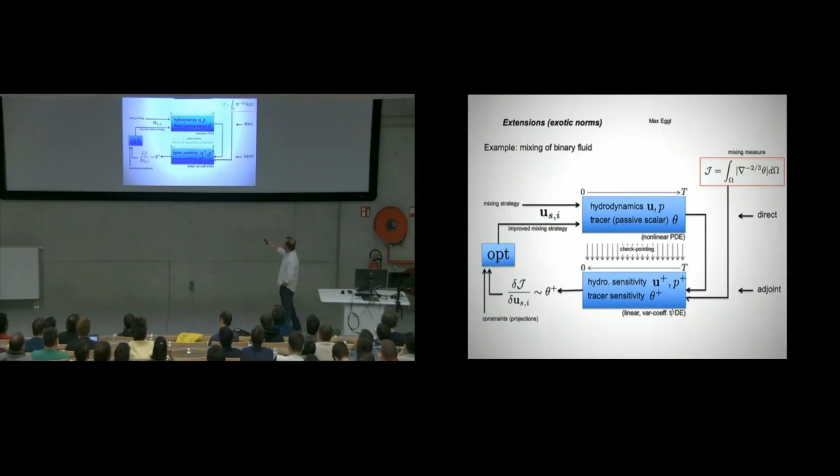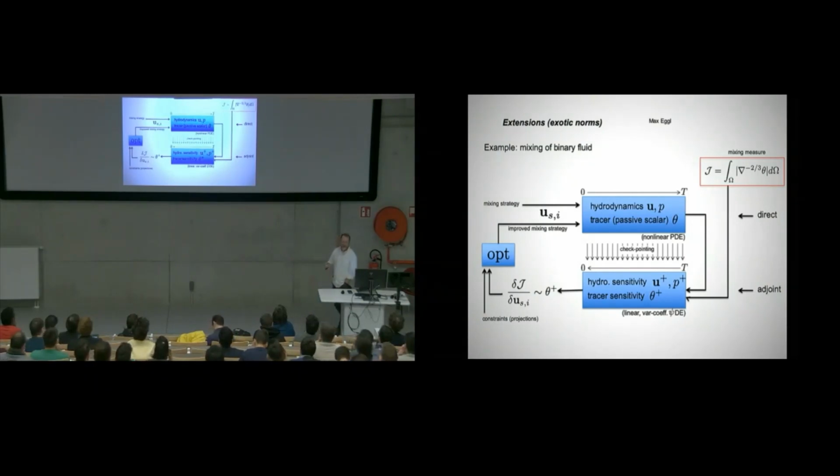This is the hydrodynamics. We also have to have an equation for the tracer. This is a nonlinear PDE. We have to do checkpointing. Okay, there's no way around that. This is the adjoint, the sensitivities come out, the optimization, all these things, you should be familiar with now. Okay, so the mixing strategy is what we want to play with.